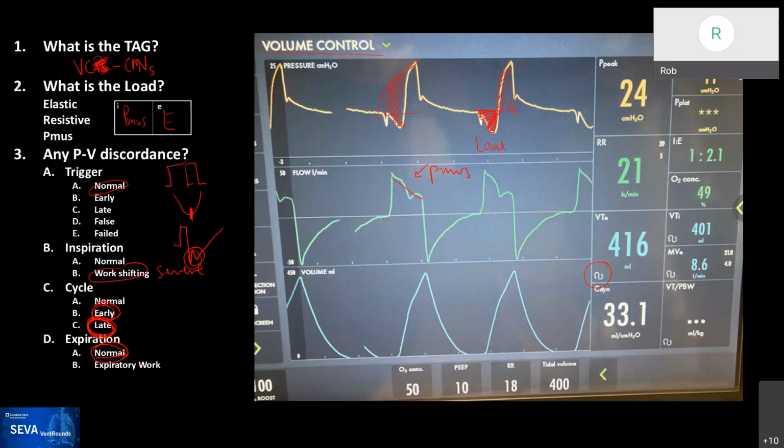And the other thing that Ariel points out in the chat is, how do you know this isn't dual targeting? Well, there's two ways you can tell. One, dual targeting happens when you have a constant flow set, so it never happens in a descending ramp flow. And the other thing is, in dual targeting, if the patient makes an inspiratory effort, the flow goes up, not down.